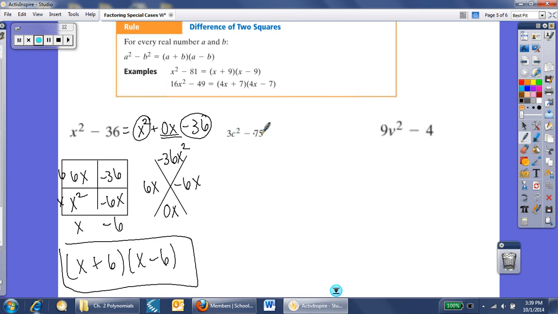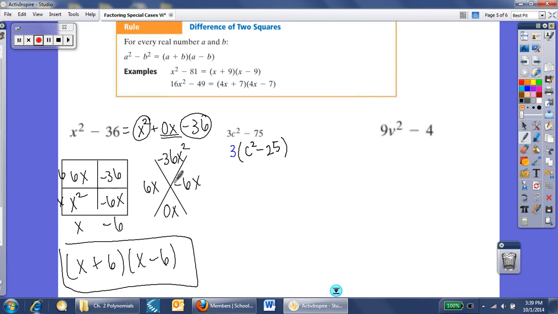So looking at the second example, let me switch to a different color. 3c squared minus 75. Before I begin, I notice that 3 and 75 both have a common factor of 3. So I'm going to factor that out first. Taking a 3 out, this leaves me with c squared. 75 divided by 3 is 25.